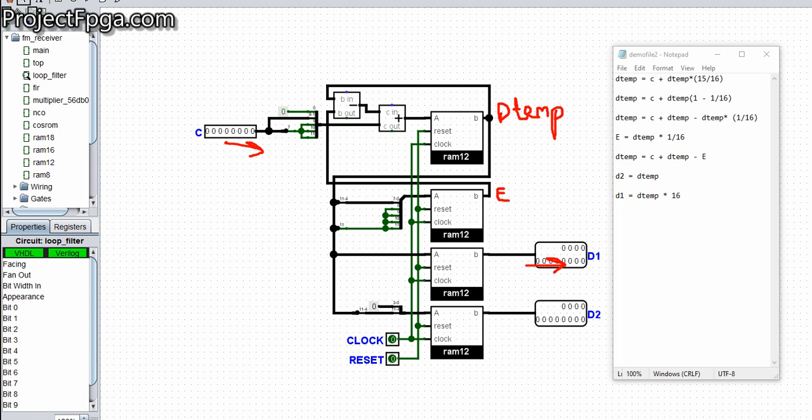So what am I saying? Now this is the output of your D temp, and it is equal to C plus D temp minus E. Now this is where the logic goes here. This is your input C coming here. This is another plus. This is D temp minus E, that does the subtraction. This is your D temp coming back, minus E. This is where the E comes from. E comes from here, goes here and does the subtraction, then does the addition to give you D temp. So that is C plus D temp minus E.